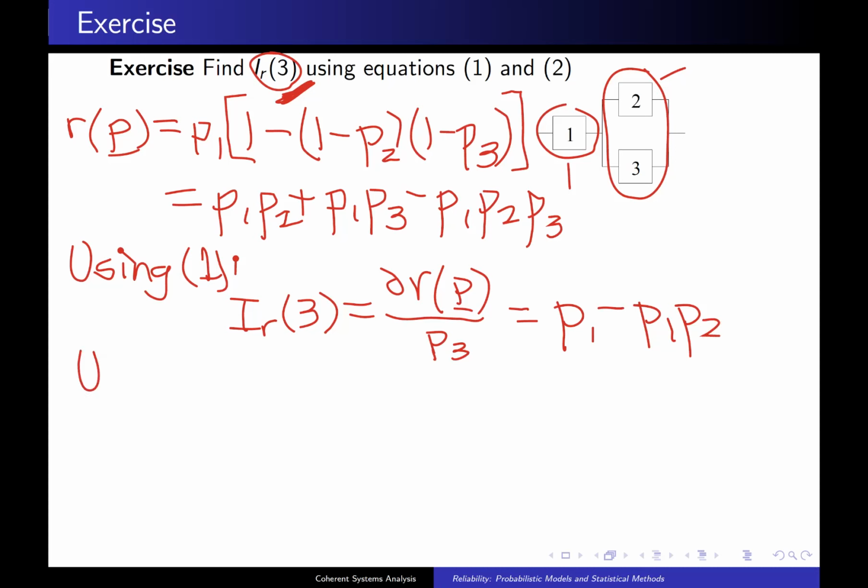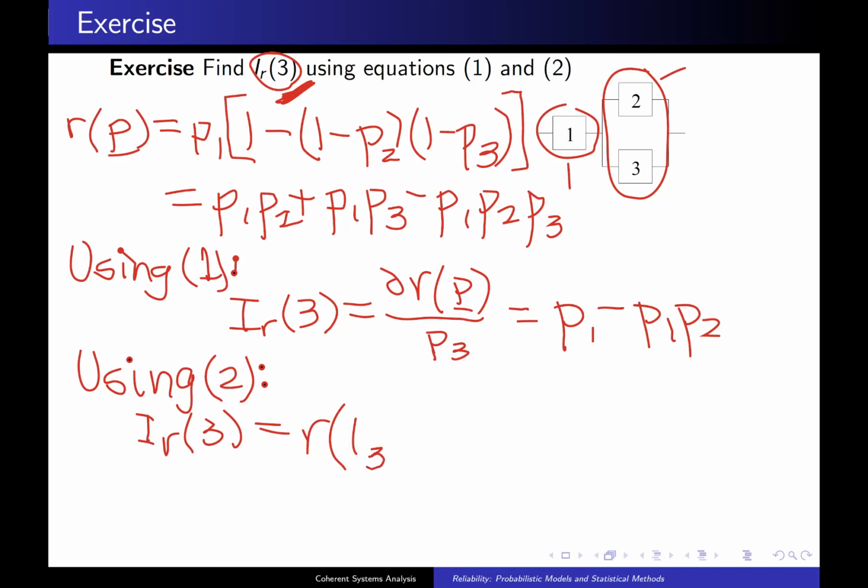Finally, we want to use equation 2 when putting this together. And in this case, I sub r of 3 is equal to r of 1 in the third position, p, minus r of 0 in the third position, p.